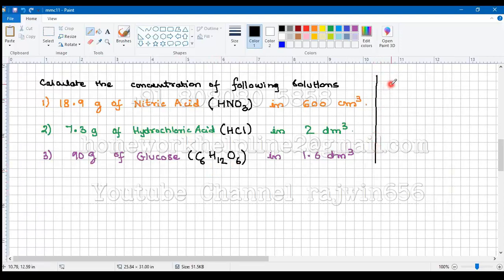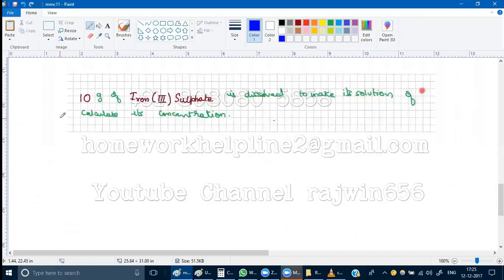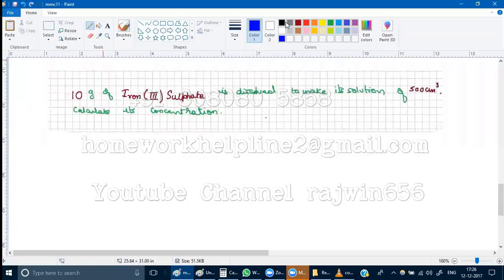Okay, the atomic masses, hydrogen and all this you will get from the periodic table. Hydrogen is 1, nitrogen is 14, oxygen is 16, chlorine is 35.5, carbon is 12. You can start doing them. This is the next example that you are supposed to solve: 10 grams of iron 3 sulfate is dissolved to make 500 centimeter cube of its solution.